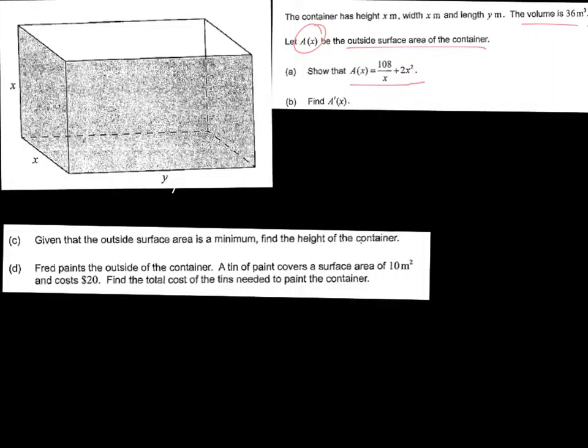In order to do this, we're first going to have to express y in terms of x, and we can do that through the volume, because we know that the volume, or V of x, is x squared y, and x squared y equals 36. So we can express y in terms of x by rearranging this to get y equal to 36 over x squared.